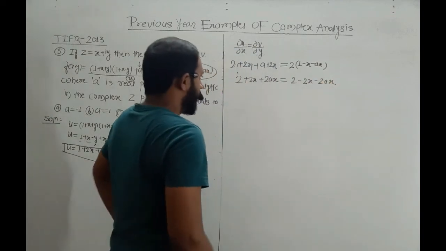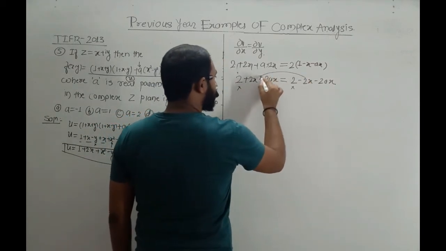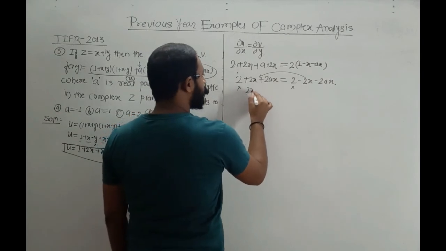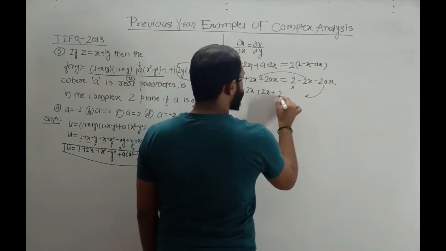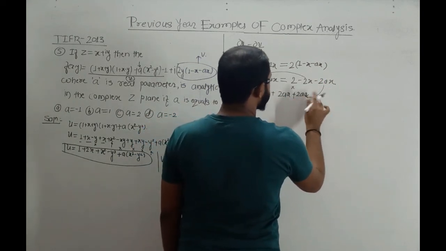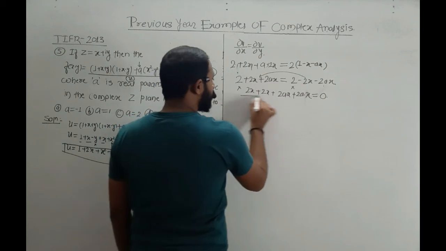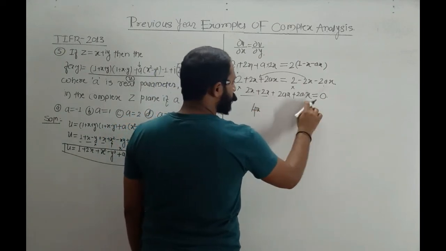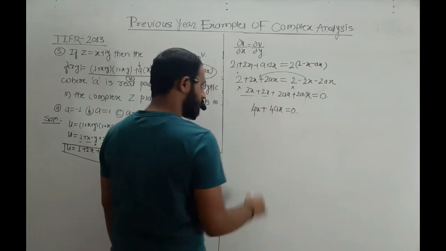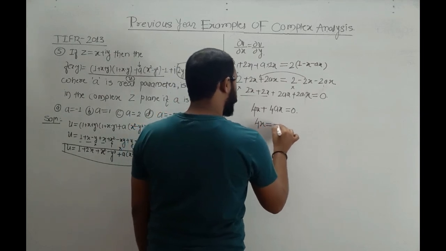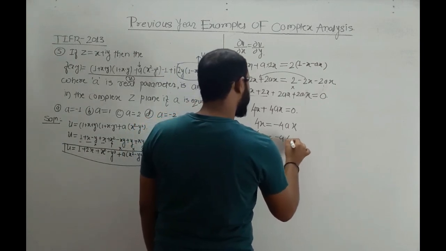Now see, 2 get cancel. Shift here for 2x plus 2x. This also shift, thereby 2ax plus 2ax equals to how many? 0. 2x plus 2x 4x. 2x plus 2x 4 times ax equals to 0. Therefore 4x equals to minus of 4ax. 4x equals to minus a into 4x.